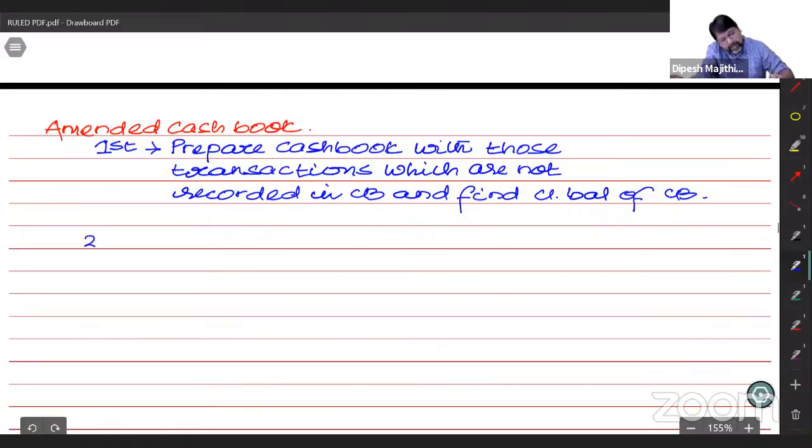Thereafter, second. So for cash book, there are two types of transaction, either not recorded in cash book or not recorded in passbook. Those transactions which are not recorded in cash book, you put them in amended cash book. And those transactions which are not recorded in passbook, you put them in BRS. Find out the bank balance.